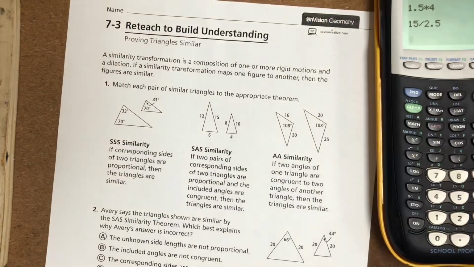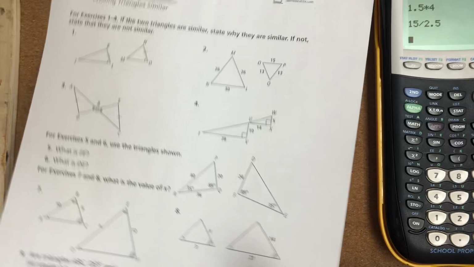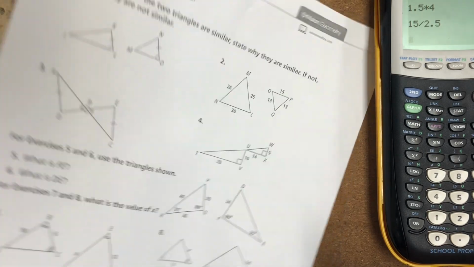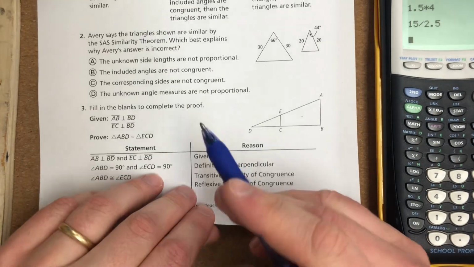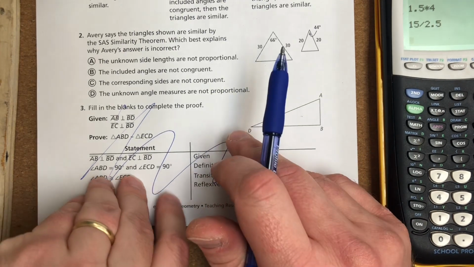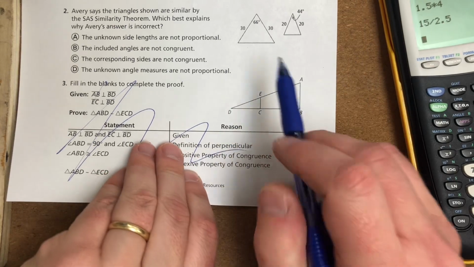All right, so that should lead you into this worksheet, reteach to build understanding, followed by additional practice. And it's just going to be a bunch of the stuff that we did today. So you'll skip this piece down here. The main thing to get from down here, we're skipping this proof, so this is not in your packet. This is a separate page.